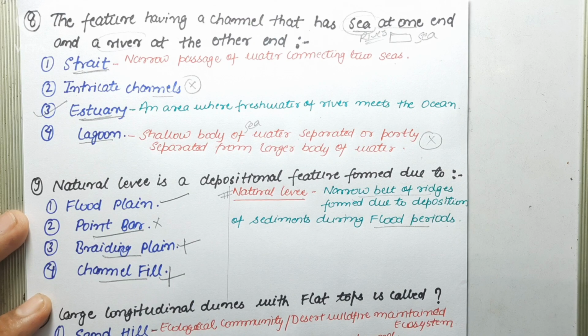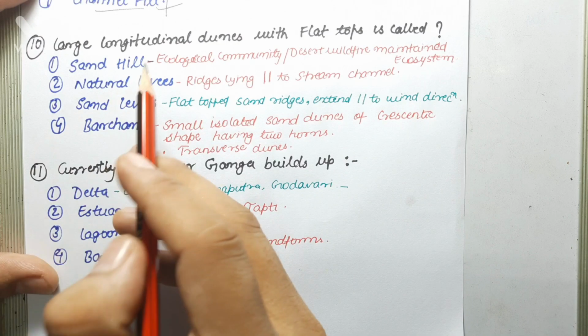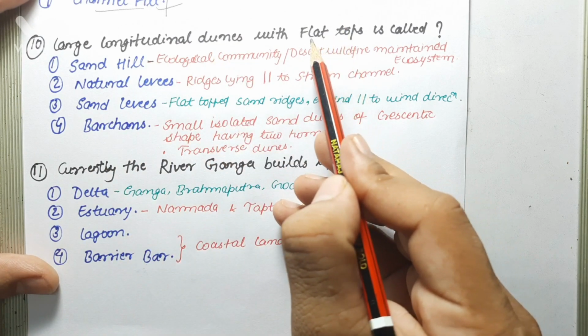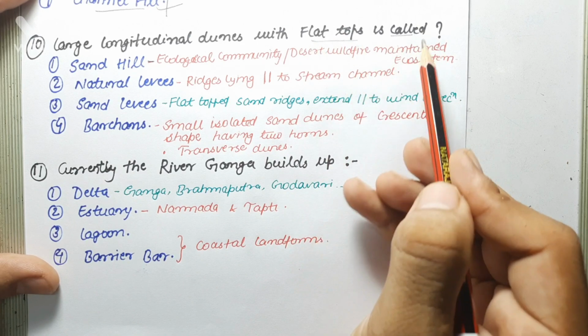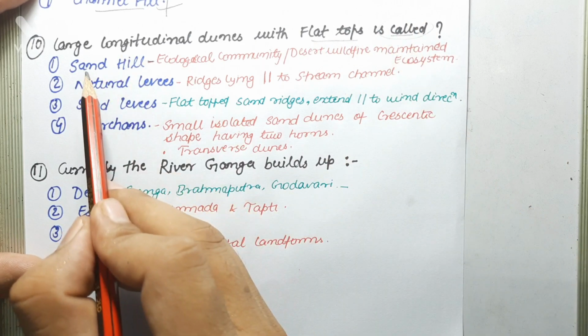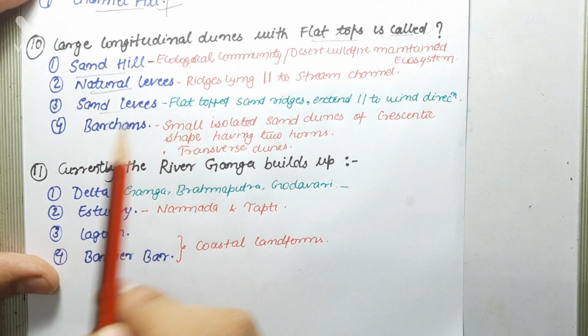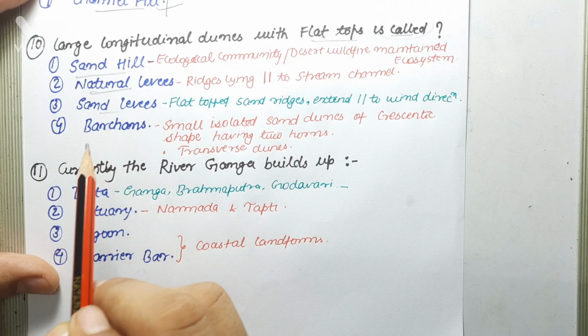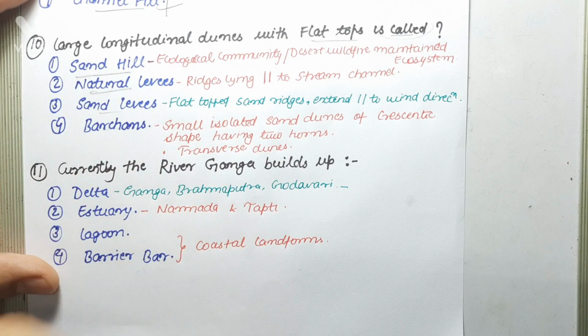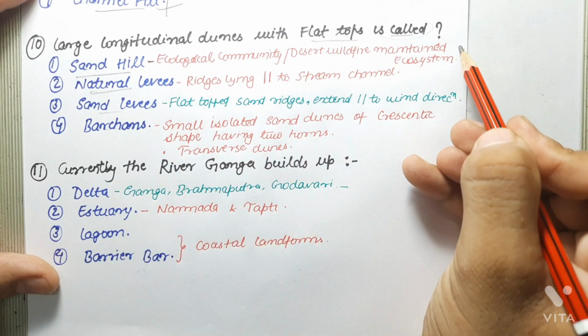Next question says, large longitudinal dunes with flat tops is called. Okay, again this is a definition of a term which is among these four options. We have to find out the correct answer. First one is sandhill. Sandhill is a type of ecological community or desert wildfire maintained ecosystem. So it is not the same as sand dune. Okay, so it is different from sand dune basically.